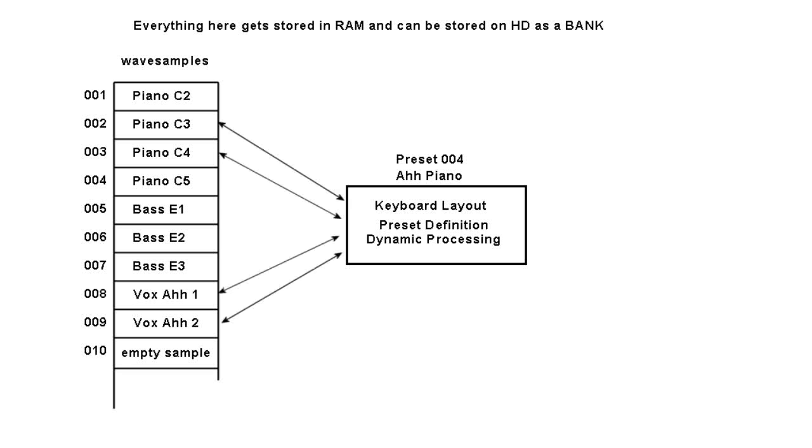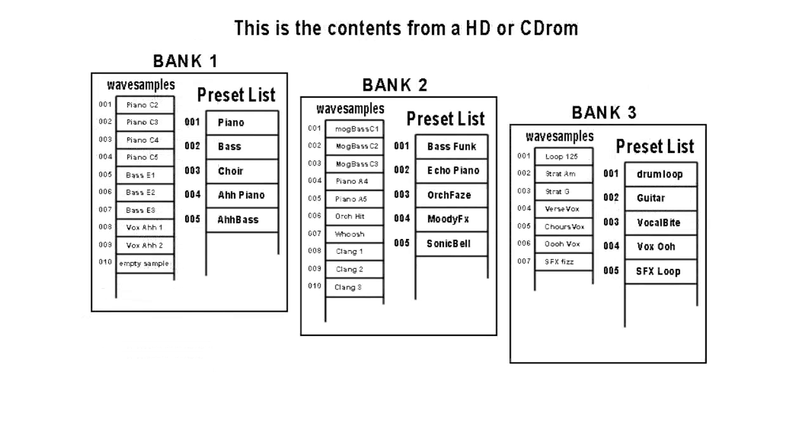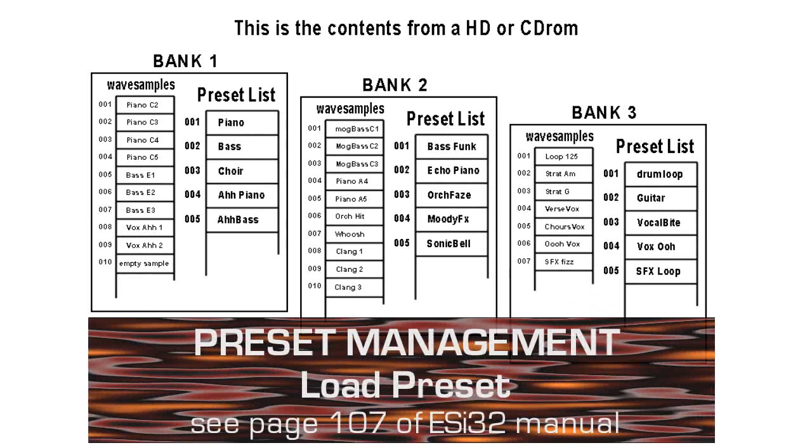Everything you see here is stored in the ESi's RAM. It all gets stored as one lump using the bank save command. It's not possible to store any single part such as a preset. It has to be stored as a whole lump. It is then possible to load in a single preset from a previously stored bank using the load preset command in the preset management menu.